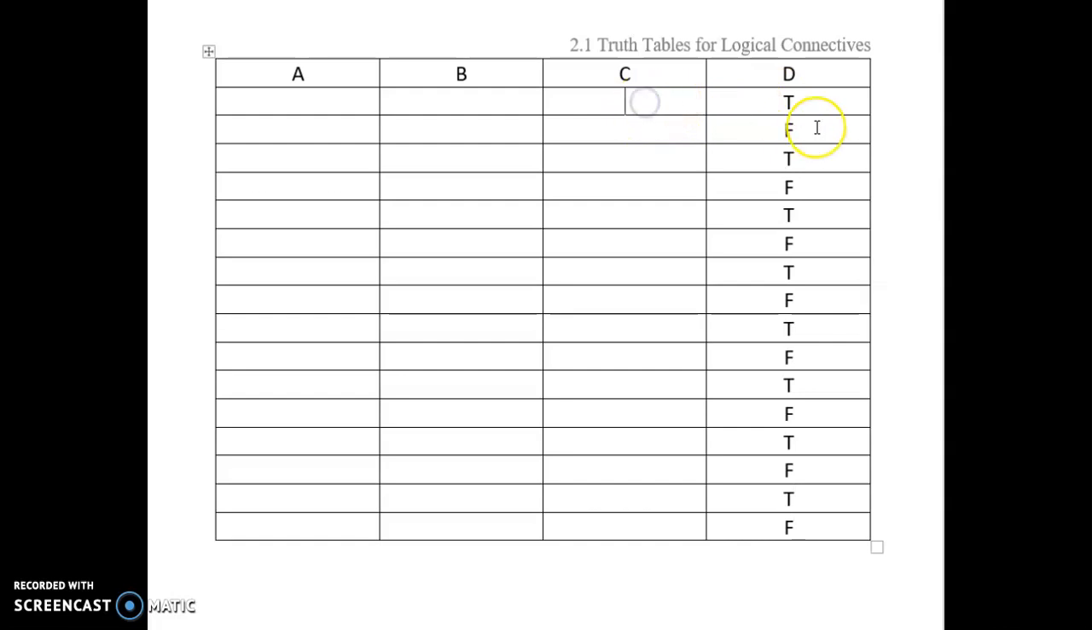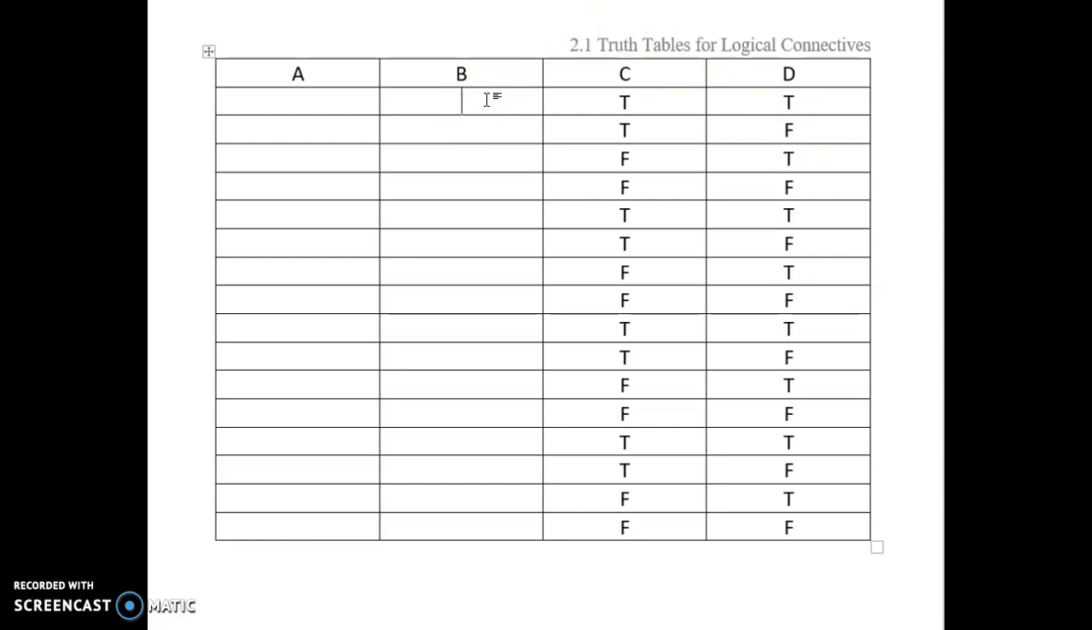Then you move left, and what do you do? You double up. So you go to the next. You go true, true, false, false, true, true, false, false, true, true, false, false, true, true, false, false. All right, this is a fundamental skill. You need to learn this. Otherwise, the rest of the course is going to be really, really tough, okay?